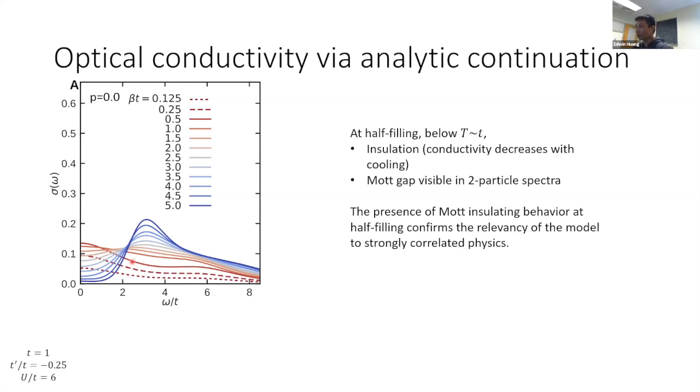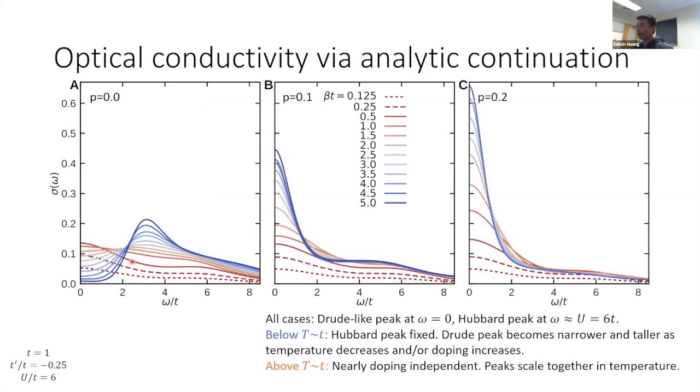Okay, let's see what happens now if we dope the model. This is at 10% hole doping, and this is at 20% hole doping, with the colors representing the same temperatures. In all cases, all temperatures and both dopings, what we see is a Drude-like peak centered at omega equals 0, and then a broader peak centered at omega roughly equal to 6, which is the interaction strength U. So this broader peak is likely related to transitions between the Hubbard bands, given its energy scale.